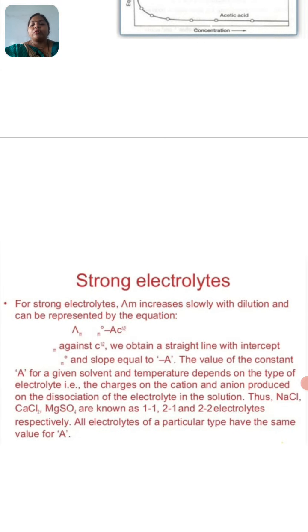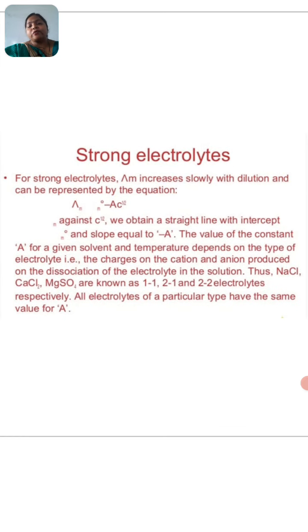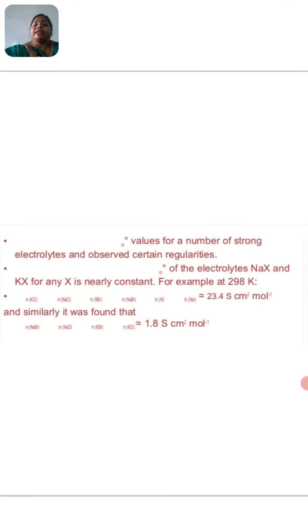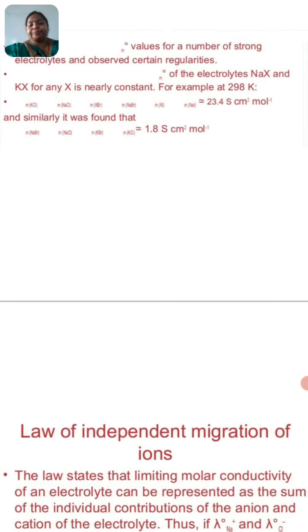Now the strong electrolytes, what do you understand by the strong electrolytes? For strong electrolytes, molar conductivity increases slowly with dilution and can be represented by the equation. We can show it with this type of equation. Next, observe certain regularities in the electrolytes NaX and KX: for any X the difference is nearly constant, for example at 298 Kelvin temperature.